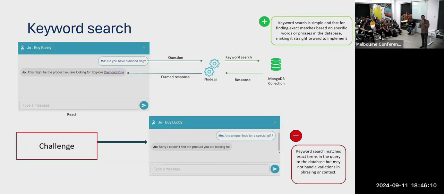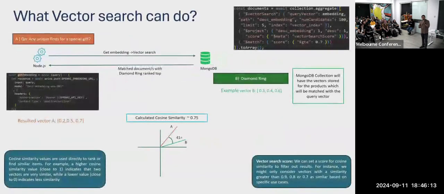So here comes the vector search. So what can vector search do? There are a lot of images in this slide, but I try to make it simple. If somebody asks a question like any unique finds for a special gift, in Node.js from the orchestrator, we perform a vector search on MongoDB. This is achieved by using the OpenAI model text-embedding-ada-002. When Node.js sends this question, any unique finds for a special gift, to the OpenAI embedding model, it will create a numerical representation which is called vectors. For example, 0.2, 0.5, and 0.7.